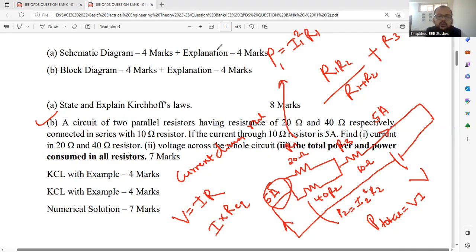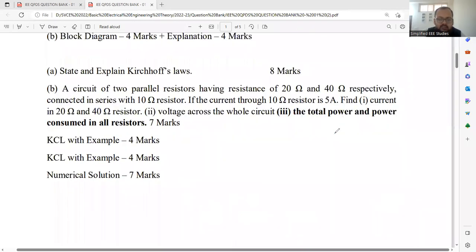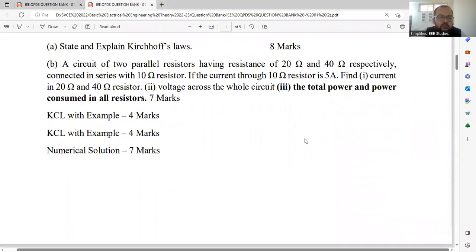Fine. So you can manage this very easily. Draw the diagram and you can easily get the answer. Any confusion, you can put it in the comment box. I'll be helping you.